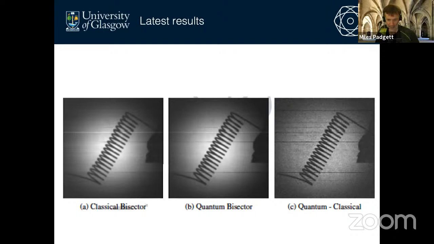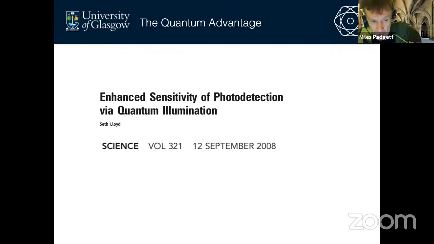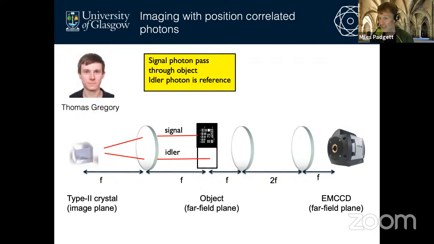I'm now going to move on to a second experiment, where I think the effort is more clear. The second experiment is essentially a demonstration of the original quantum illumination protocol that was proposed by Seth Lloyd in this paper in 2008. And here we're doing something slightly different, but again, it's a linear system. Whereas before we were passing both the signal and idler beams through the same object, here I've gone back to a situation where only the single signal beam passes through the object and the idler beam we're going to use as a reference beam.